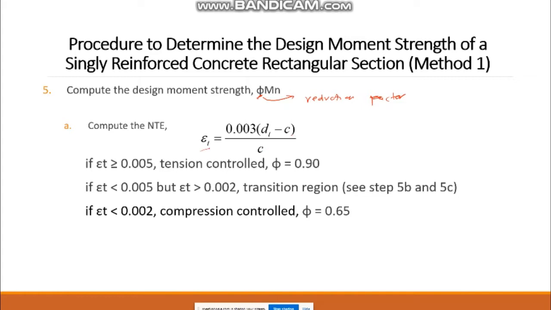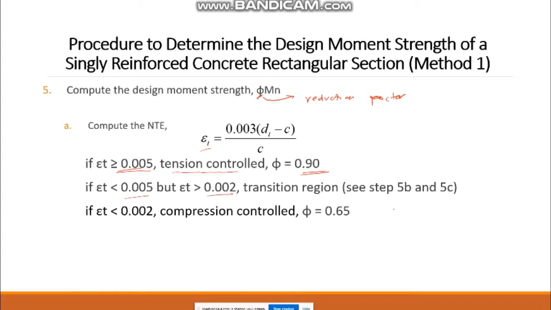Now, pag-compute mo ani, if this is greater than or equal to 0.005, so that is tension controlled, and we can use a reduction factor of 0.9. Okay? Mana itong value kung 0.005 ni, this will be our value to be used pag-determine sa design moment strength. So, minumultiply natin sa atong nominal moment, 0.9. Kung ano siya. No? But pag-compute natin, epsilon T natin is between 0.005 and 0.002.